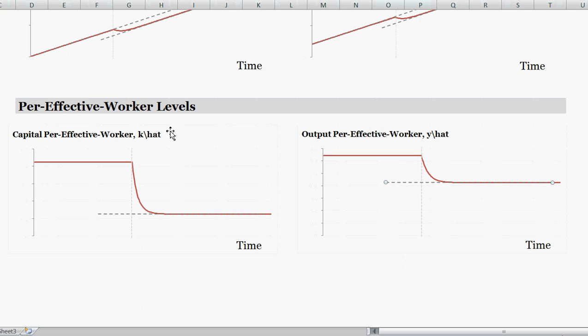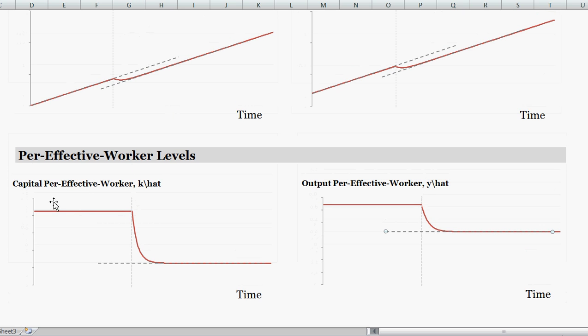So how do things change? Well, let's start off with capital per effective worker and capital per worker. It's actually going to be the same story for both with this population growth.